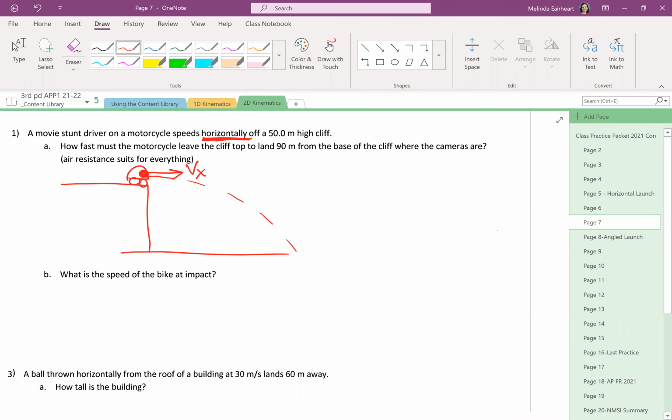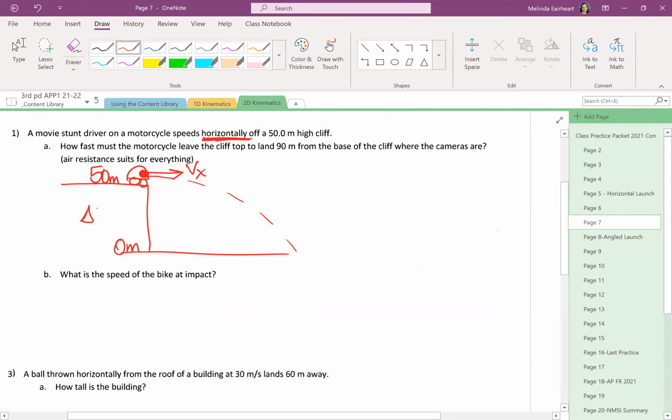And so what do we know? It says 50 meters high cliff, that's the vertical height. So if I call the ground 0, we know it's going to start at 50 meters. So if you like the position reference, there's your positions. Could I have also called the top of the cliff 0 and then looked at forward 50 meters down? Sure, you could change that.